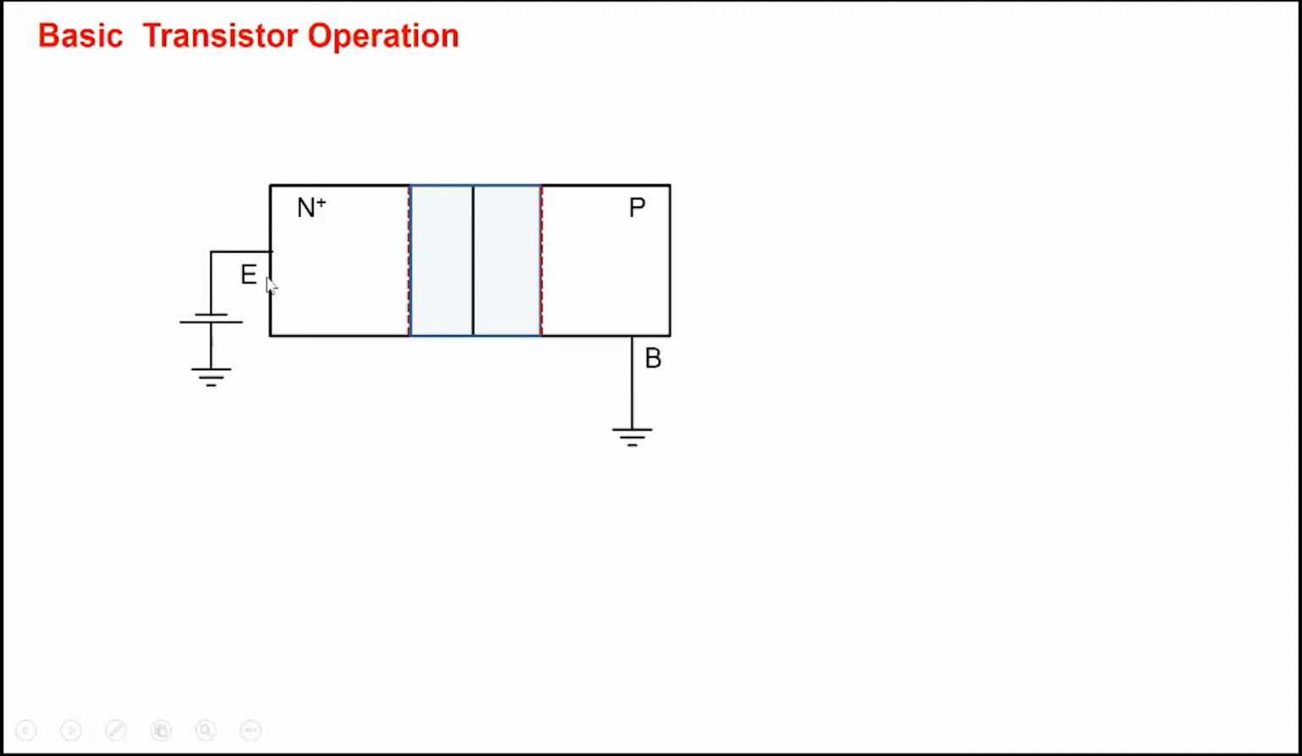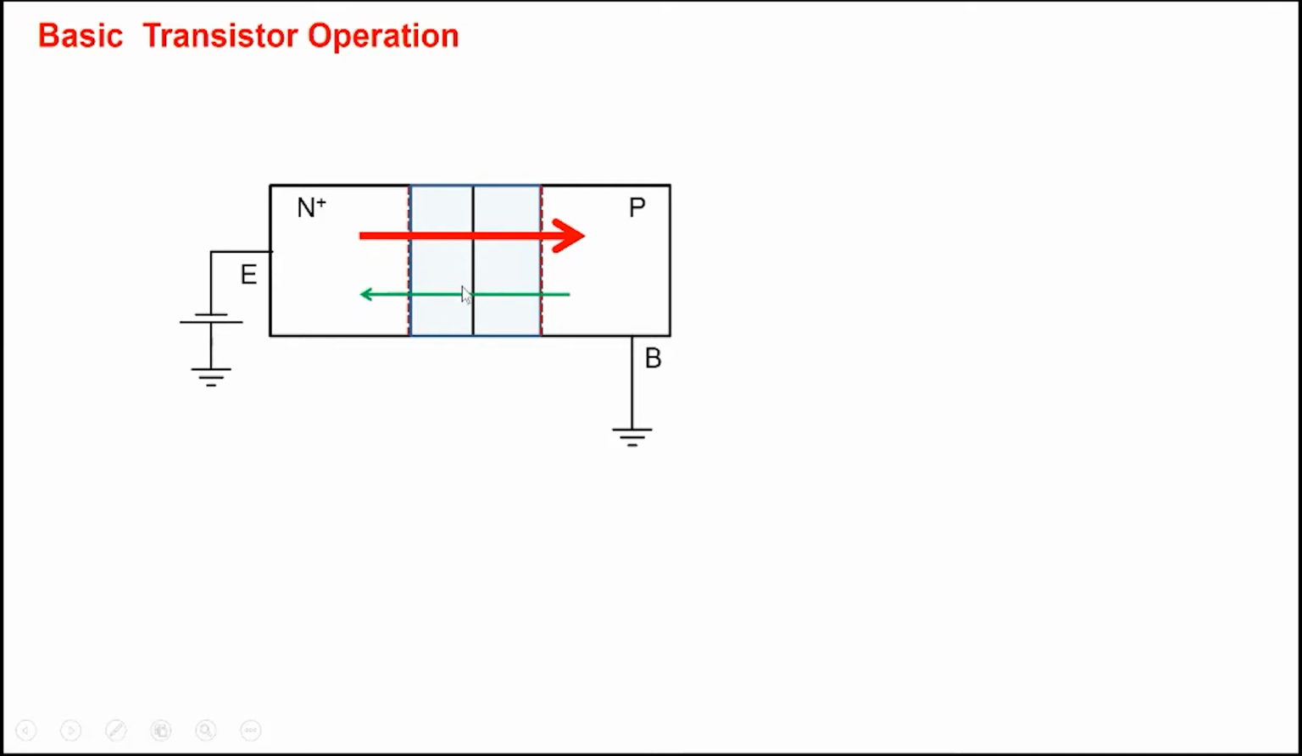And so this is now our emitter, this is our base. And note that we are forward biasing the emitter. So electrons are injected into the base and holes are injected from the base into the emitter here. So that's what is happening here.